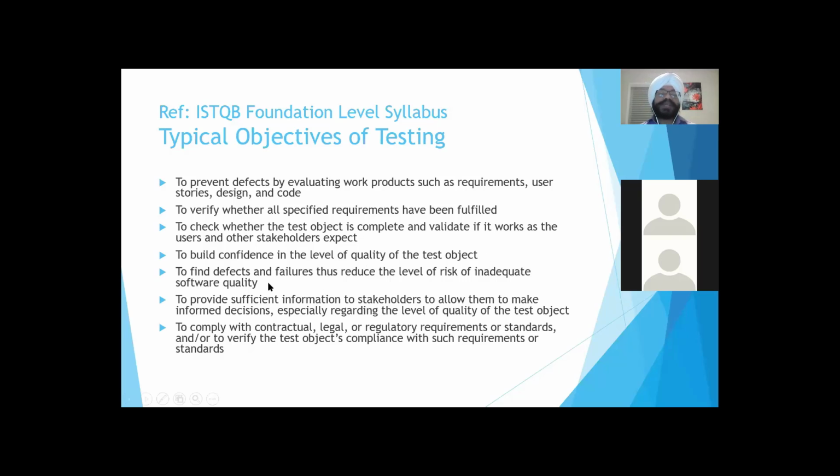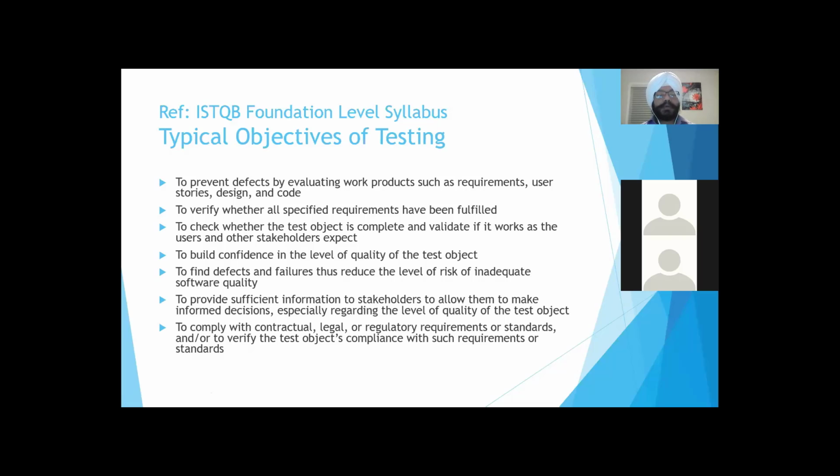Then another objective we can say is to find defects and failures. Why do we want to find defects? Because we don't want to risk our reputation. A lot of companies, you might have heard in the news, when some data gets leaked or some product is not behaving as expected, the reputation of the company is at stake, and nobody wants that. They want to make sure that their software is working as expected.